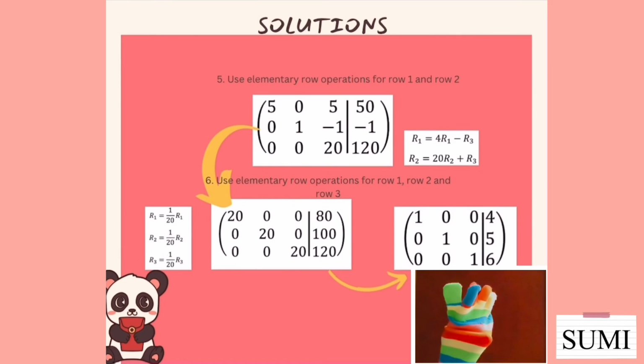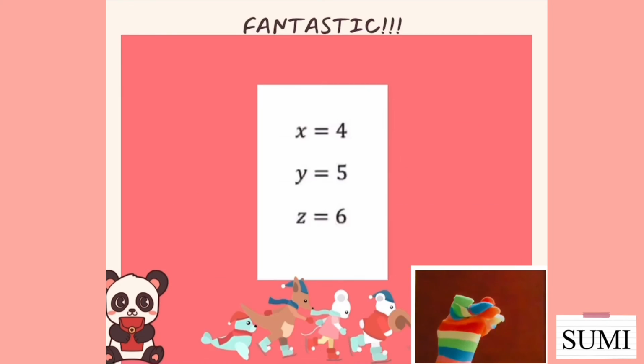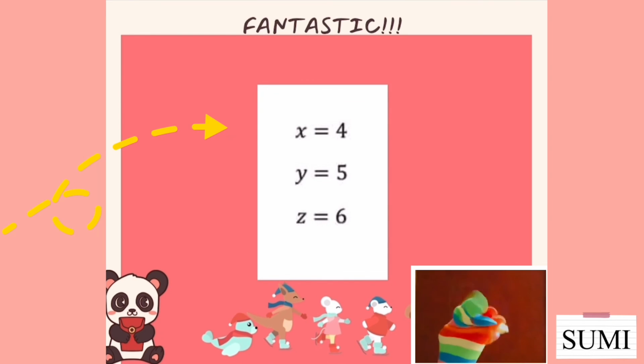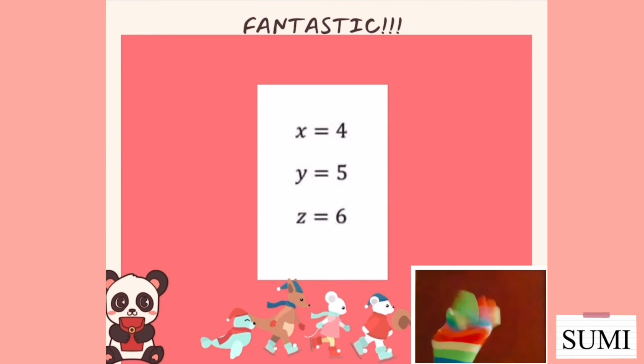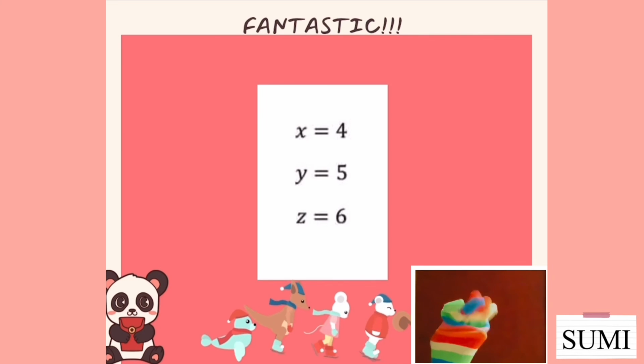Repeat one more time by using elementary row operations for row 1 and row 2, as you can see in step 5. Wow, we are going to reach the end of the process, guys. Hurry up. Lastly, use elementary row operations for row 1, row 2, and row 3. Ta-da! We can finally know each value of x, y, and z. Each of these variables represents the price of each flavor of ice cream.